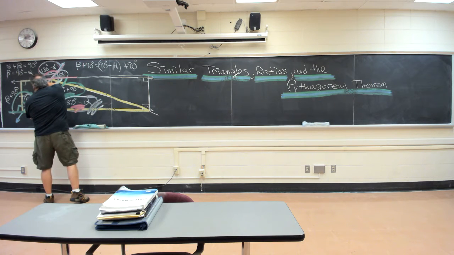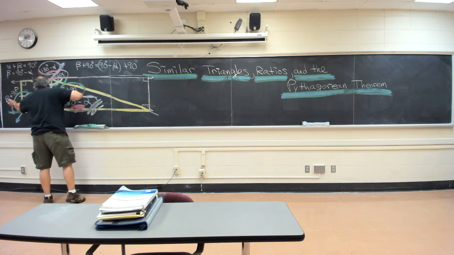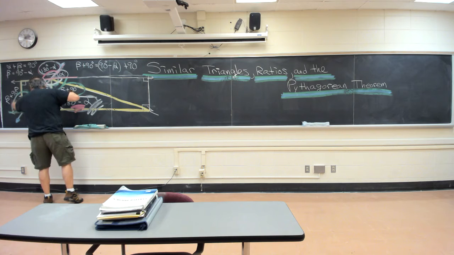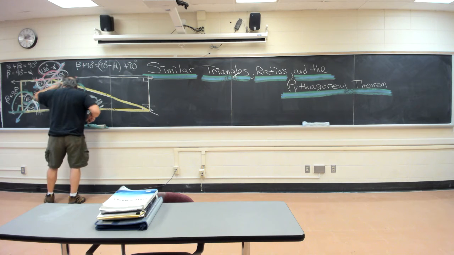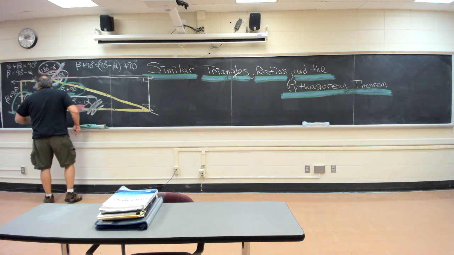Here, they're alternate interior angles, and they're congruent. The beta plus 90 and the beta plus 90 are alternate interior angles. Beta plus 90 is 180 minus alpha, so 180 minus alpha, you can say as well, is congruent to 180 minus alpha. Alpha is congruent to alpha.